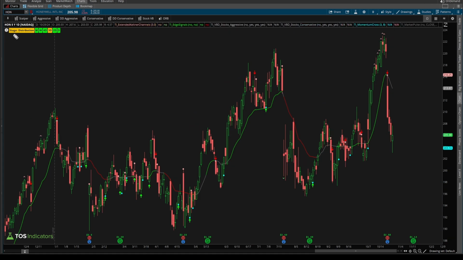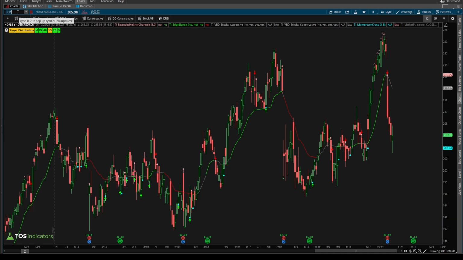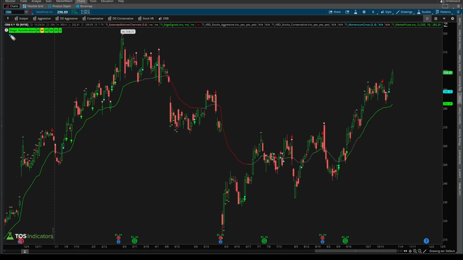On the daily time frame, take a look at what the Market Pulse label tells us. Our current market stage is distribution. That tells us that we should be looking at more bearish activity here inside of Honeywell. We surely are not in this stage of acceleration. Contrast this with Salesforce. Salesforce is very much in that market stage of acceleration.